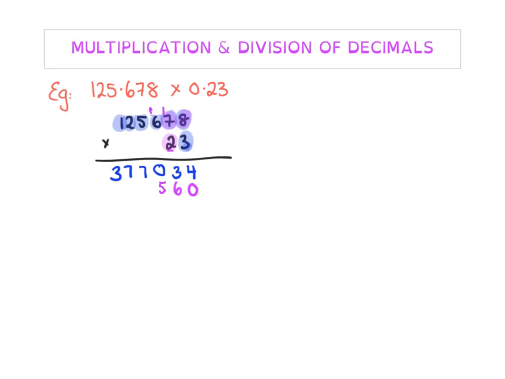Then I'm going to do 2 times 6 is 12, plus the 1 is 13. Then 2 times 5 is 10, plus the 1 is 11. Then 2 times 2 is 4, and then plus the 1 is 5, and then 2 times 1 is 2. So I've put all them there, and then I'm going to now add these, because this is how we do multiplication.